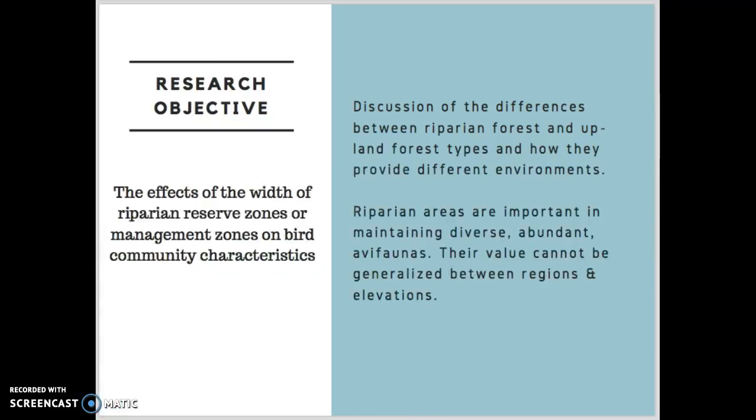The objective was to compare widths of riparian management zones and upland forests and how they provide different environments. It discusses the importance of riparian areas and their effect on habitat diversity. Riparian areas are important in maintaining diverse, abundant bird communities. Their value cannot be generalized between regions and elevations.